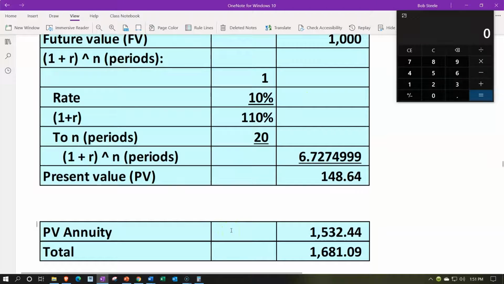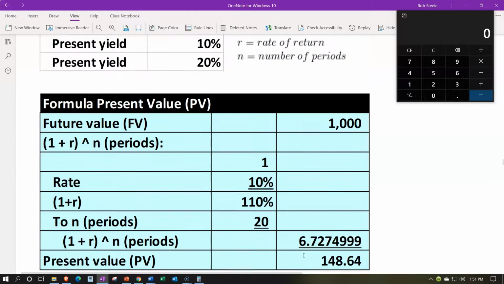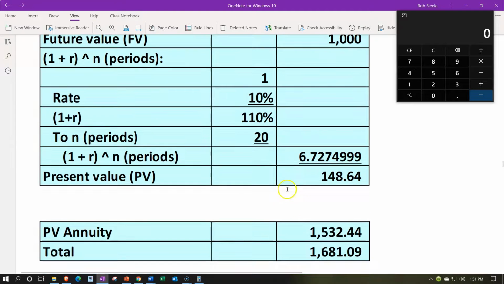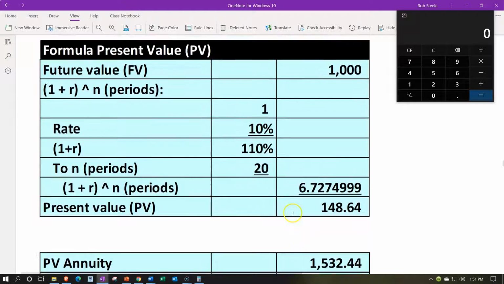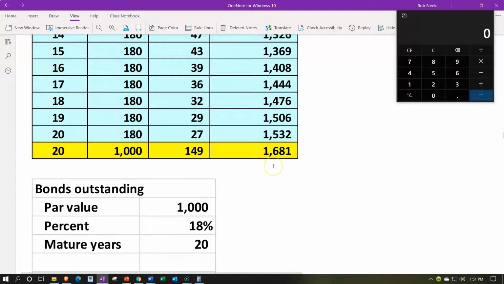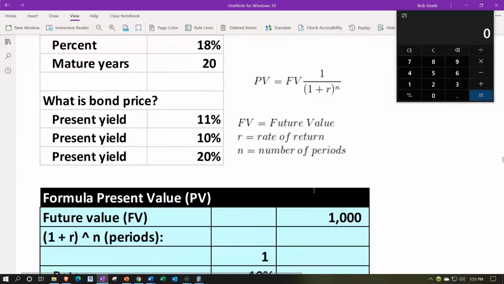If I add that to what we got with the annuity portion, the 1532.44 plus the 148.64, that gives us our end result, the 1681.09, that being the value or the price of the bond that we would expect to get, it being again higher than the face amount due to the rate of the bond being much higher than the market rate. That amount of 1681.09 we also got to back up top in this yellow area, the 1681 about, because we don't have the pennies involved here, but that's another method you can get to that answer.